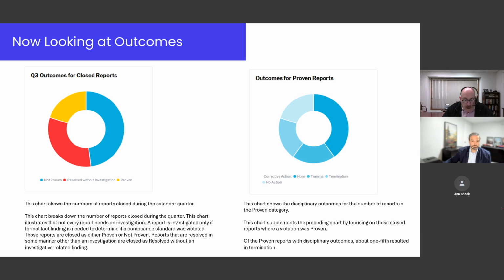Then we look at the right chart, where we say, if a report has been proven, what we mean by that is we have proven a violation of a compliance standard. Basically, it means we have proven misconduct has occurred. What was the outcome? What we know in this quarter was that some of our closed reports were proven violations.